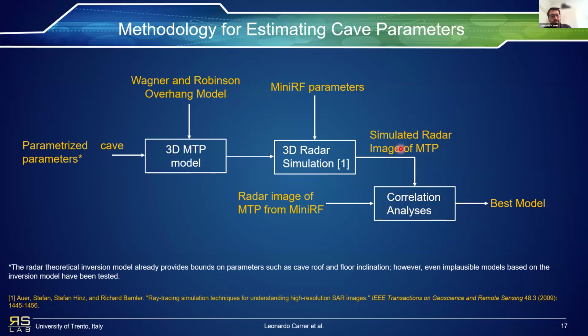And then from this simulated mini-RF image, we performed correlation analysis against the actual experimental radar image to find the best model. So we had a number of simulated models with different shapes of the conduit, and we compared the radar simulation based on each model with the actual radar image to find the best model.